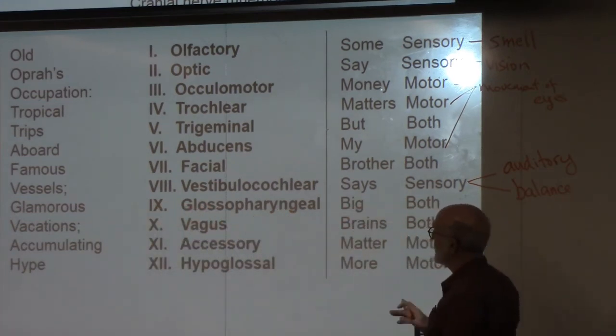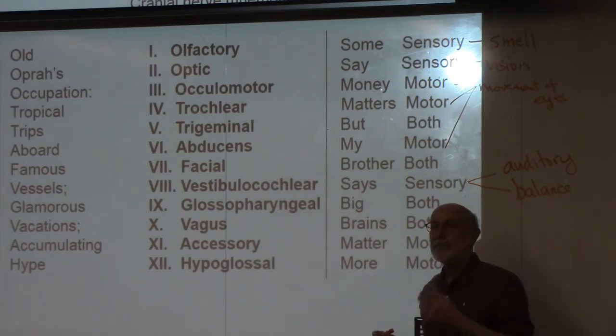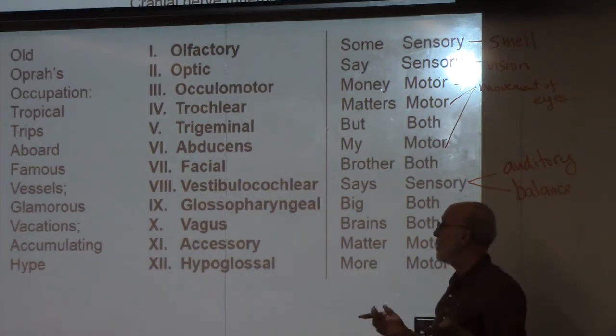Now it gets a little bit fuzzy down here. Glossopharyngeal, in the throat. Control of sensation in the throat and motor control in the throat. Important for swallowing.